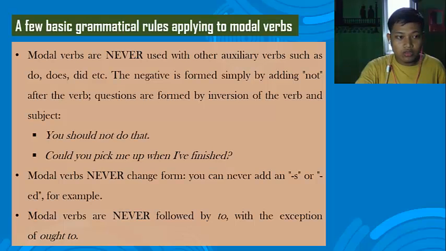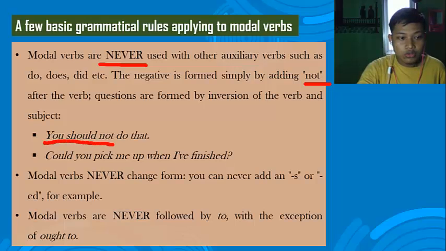In modal auxiliary, there are some rules that we have to know. The first rule is modal verbs are never used with other auxiliary verbs such as do, does, did, and so on. So if we want to make the negative form, we simply add not after the modal. And if we want to make the question form, just invert the verb and subject. We can see the example here. You should not do that. After the modal should, we just put not. So it is the negative form.